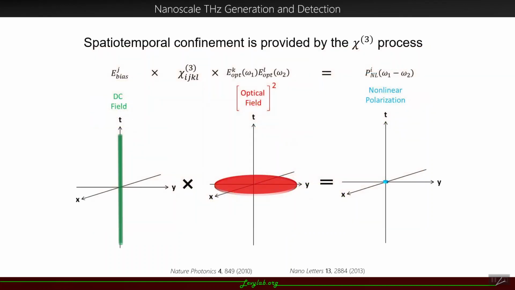We believe it's due to the third-order nonlinear process in strontium titanate. So we have a DC bias across the junction that's highly confined in space but constant in time, and we have 2 optical fields that are highly confined in time to femtoseconds, and then we have this very large third-order nonlinearity. Multiplied together, we get this very strong nonlinear polarization that's highly confined in both space and in time.